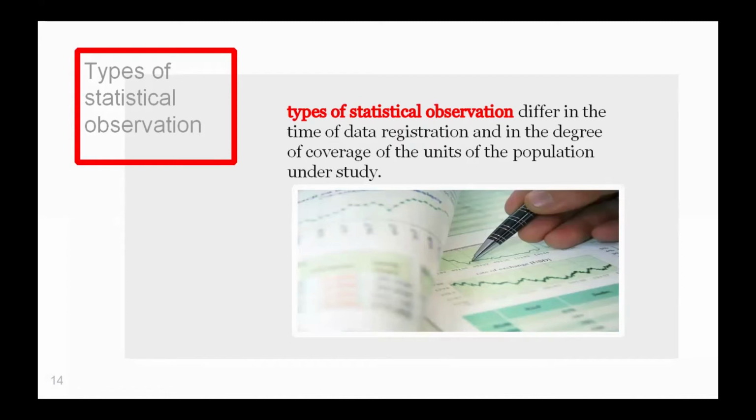Third, the degree of completeness and reliability of the data obtained in the course of statistical observation depends on the quality of the program. Fourth, the issues addressed in this program should be presented in a logical sequence. Types of statistical observation differ in the time of data registration and in the degree of coverage of the units of the population under study.